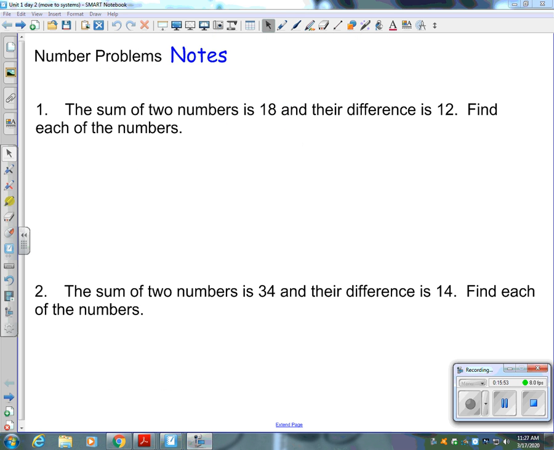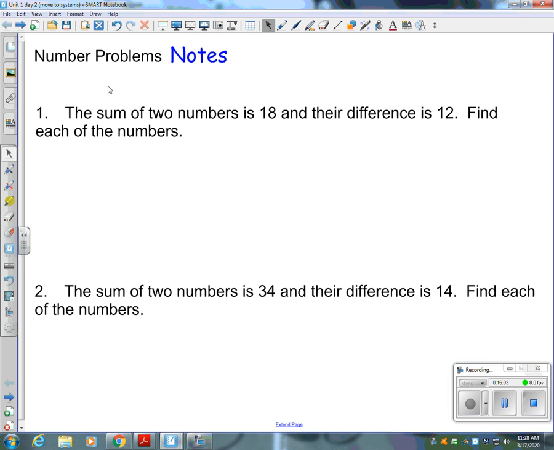Okay, welcome back, and one more piece of information for word problems of systems. Now, these are number problems. It says the sum of two numbers. The sum tells us to add, of two numbers. We don't know what those two numbers are, so we're going to make them x and y. So x plus y, the sum, is equal to 18. And their difference, the difference tells us to subtract. So we're going to subtract the two numbers, and we're going to set them equal to 12. Well, now we have our system set up. We have our two unknowns, our two variables that we're after again, x and y.